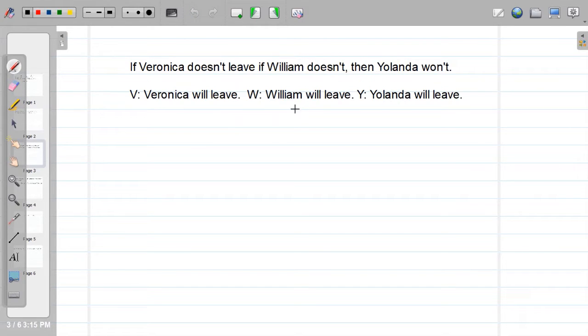Identical. Okay. This one we have to do some work to parse it into its parts. So if Veronica doesn't leave, if William doesn't, then Yolanda won't. Horrible sentence. It's terrible writing. Don't ever write like this. But this is the kind of thing that I will impose on you on the test.